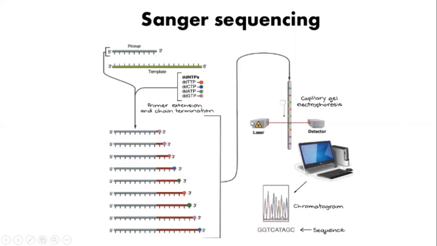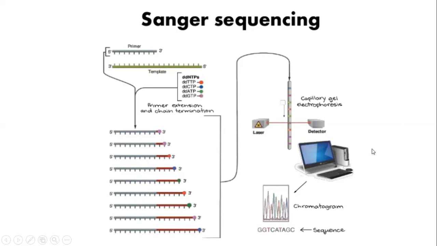You have a detection system which consists of a laser beam that is going to make the light incident on your sample, and then based on what base it is, it will give a different type of fluorescence, and that will be read by the detector and will be recorded by the computer system.